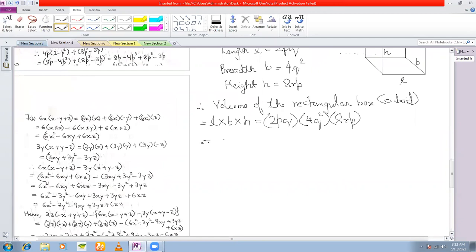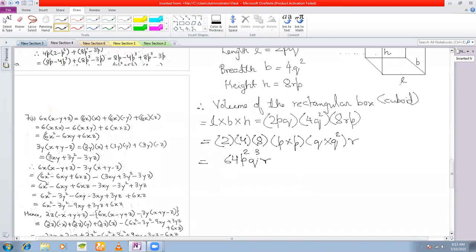How do you multiply? In the very usual manner, you take 2, 4, and 8 together. You take the p's together. How many p's are there? There are two p's, p into p, and you take the q's together, q into q square. And you have a single r, as it is. So you multiply here, 4 into 2 into 8 is 64. P square q cube r. That's it. This is the volume of the rectangular box.